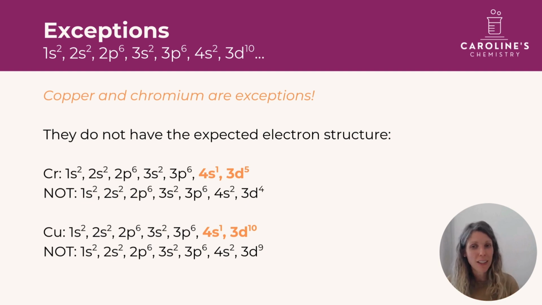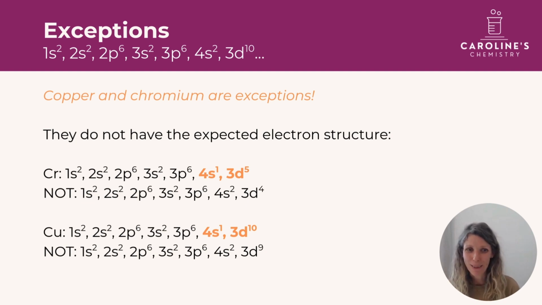Copper, on the other hand, if we just read off the periodic table, would end with 4s2 3d9. And that is not what it has. It actually goes to 4s1 3d10. Again, overall, that's just a more stable electron configuration. If we have those as ions, the same rule applies. We still remove the highest energy electrons first, which means you're still removing 4s before 3d.